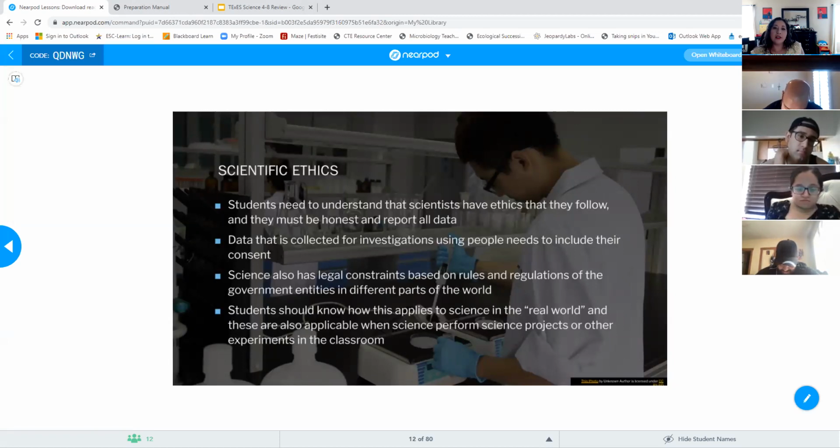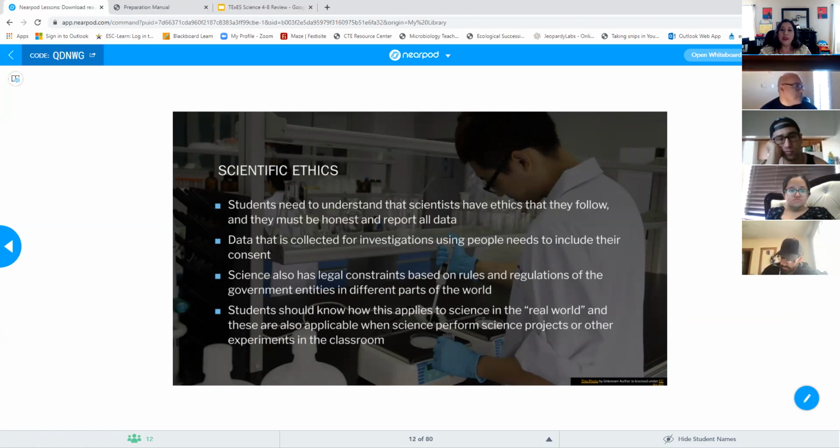Students also need to understand that in science, there are ethics that have to be followed. When it comes to data that is reported by scientists, the data should be honest. All data should be reported, right? You don't just want to nitpick the things you want to share. The same thing goes with our students in the classroom when they're doing experiments. We want them to be doing that same thing.